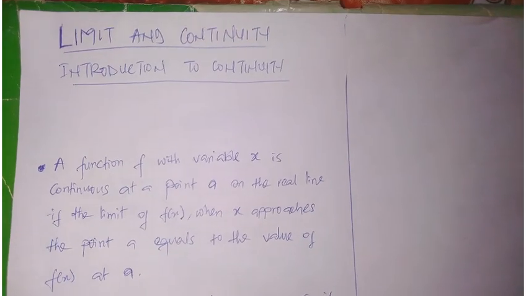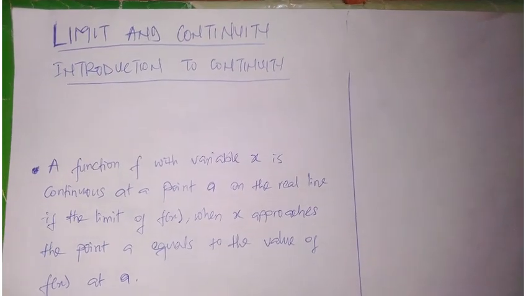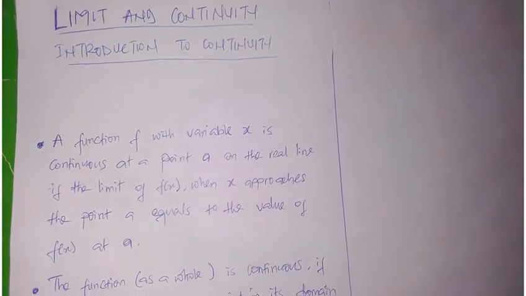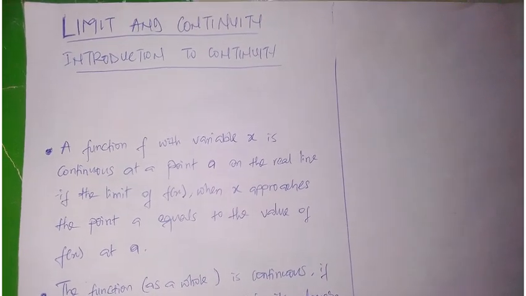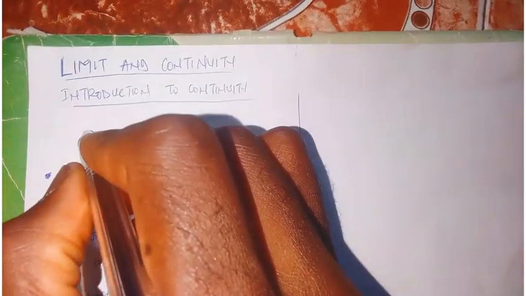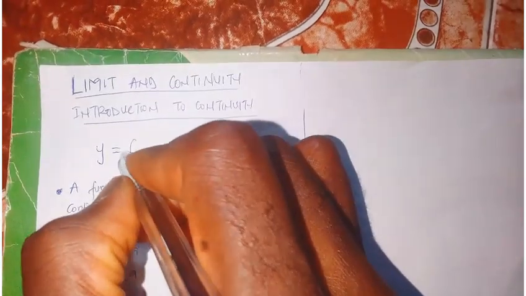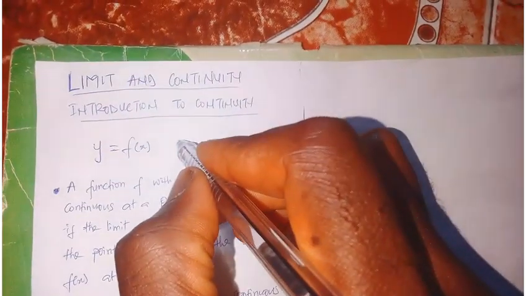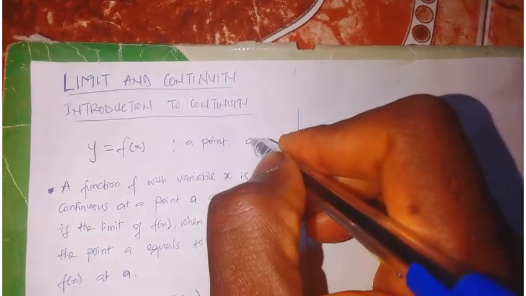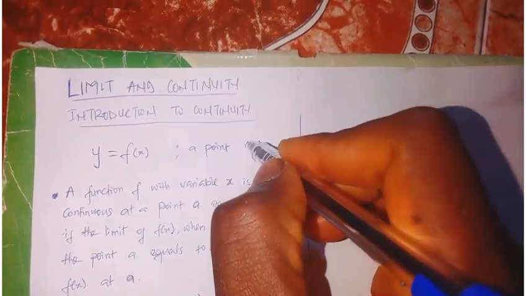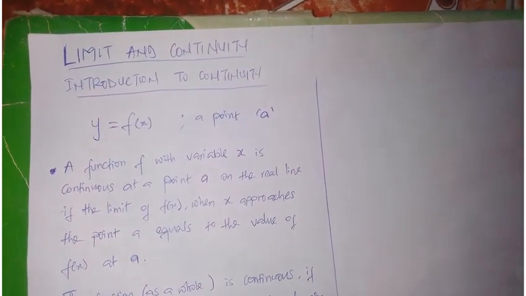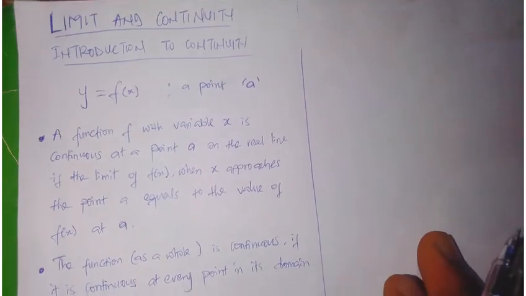In today's video, we're looking at limits and continuity, under which we'll be looking at an introduction to continuity. Now, for the definition of continuity, as we looked at that of limits in our last class, we'll need a function y equal to f of x, and we also need a point, say a. With these two given to us, we can now define what continuity is.